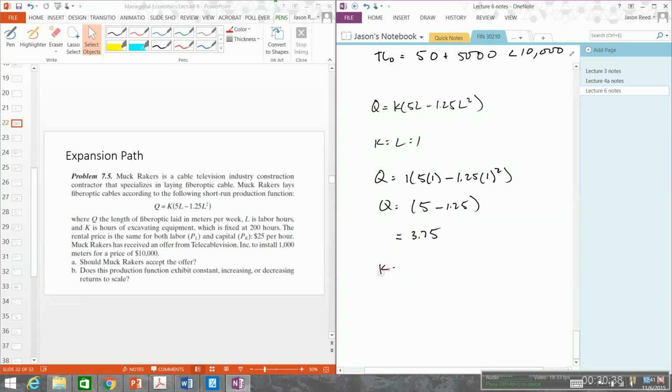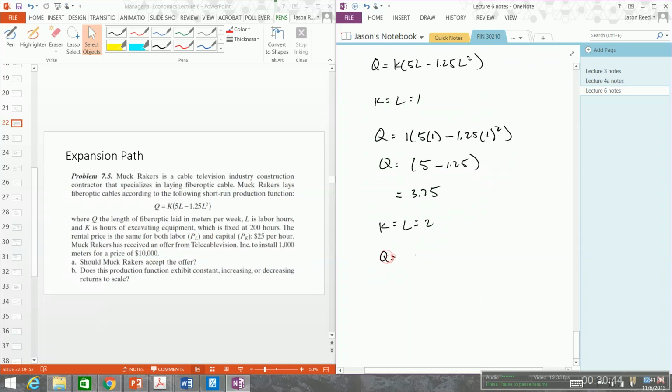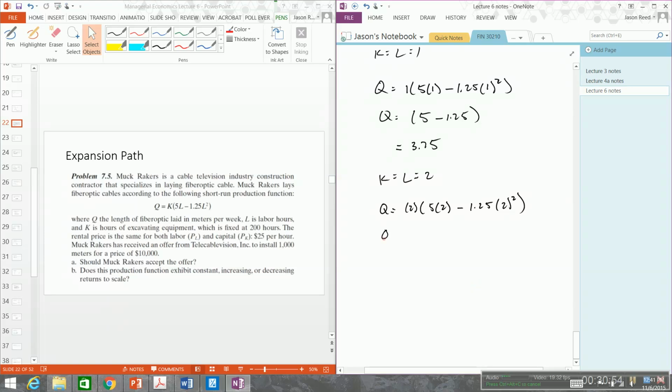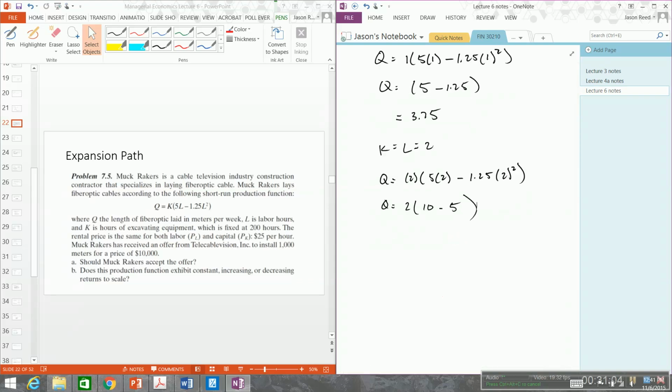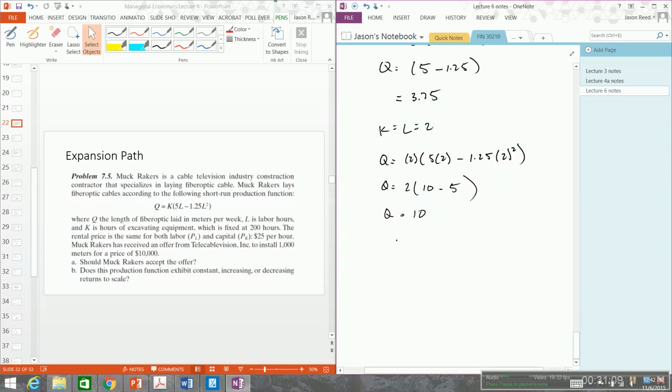So then let's set K is equal to L is equal to 2. And so let's have Q is equal to 2 times 5 times 2 minus 1.25 times 2 squared. And we can solve this down to get 2 times 10 minus 5 here. So that we get Q is equal to 10, and so that we have increasing returns to scale.